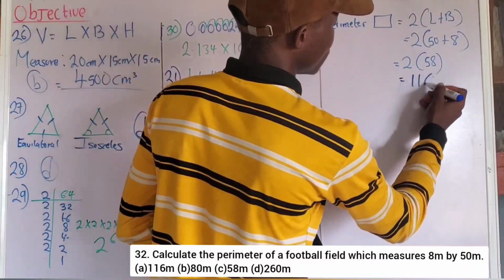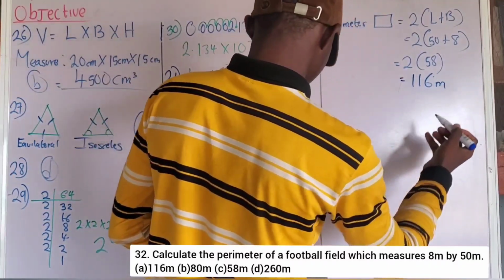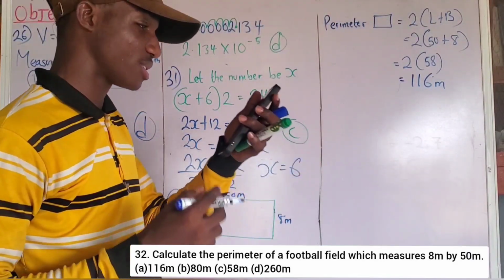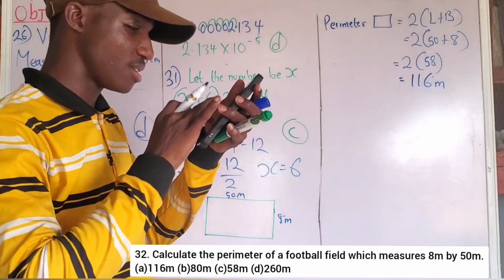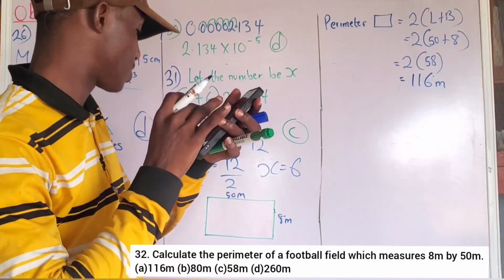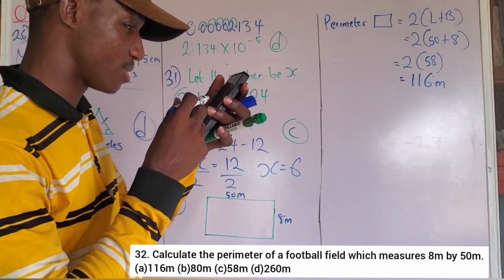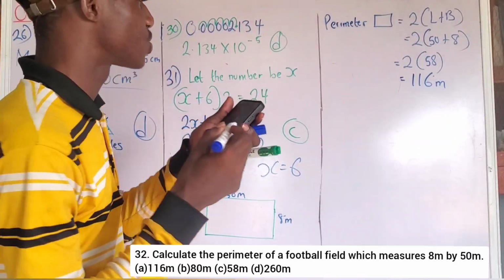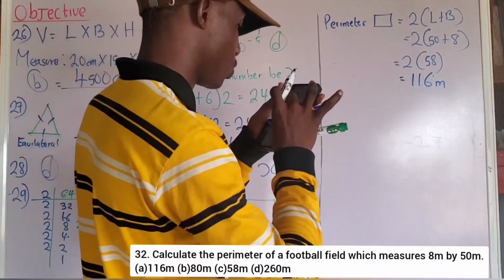So the answer to this is 116 meter because the unit is a meter, you understand? So the answer to the question is 116 meter. Now let's check the correct option. The correct option to that question is option A. That is 116 meter. Okay, so let's proceed to the next question.